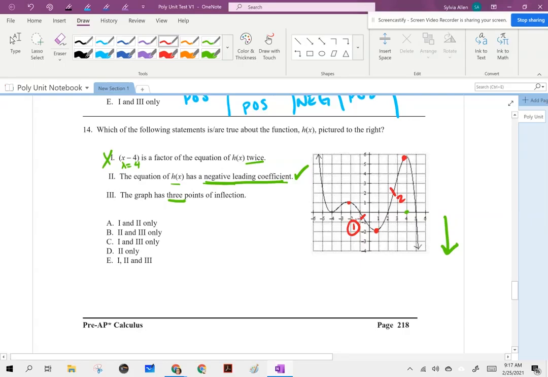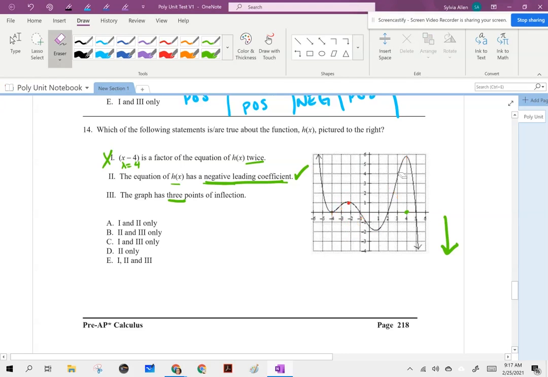Let's see, B, 2, and 3. So let's see if we can find another point of inflection. Oh, I missed that one right here. Look at that. A minimum and then a maximum. So this guy right here is going to be an inflection point. So inflection point right here, that makes the third one.